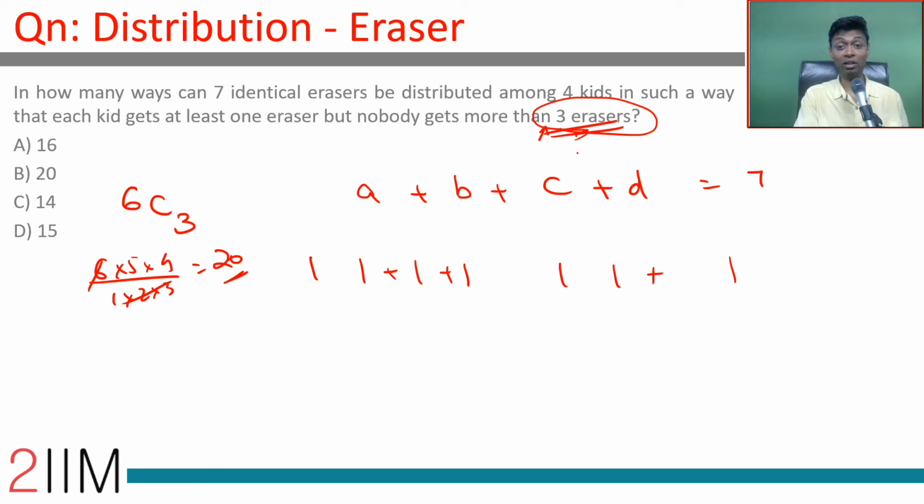Now let's think about it. Let's say nobody gets more than 3 erasers. Let's say some one kid gets more than 3 erasers. So one kid could get 4 or 5 or 6 or 7. Let's say 4.